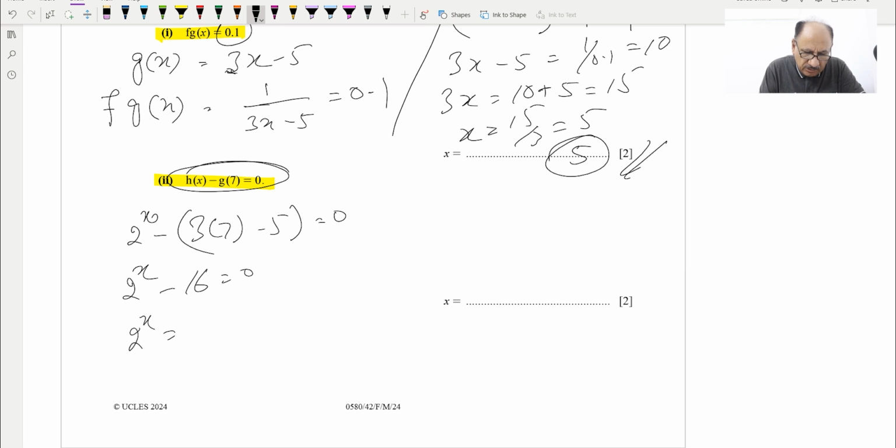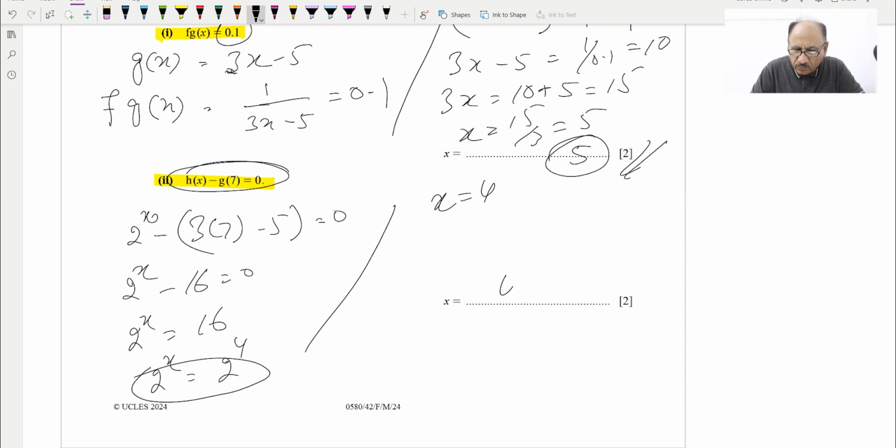2 raised to the power x is equal to 16. 2 raised to the power x is equal to 2 raised to the power 4. Bases are the same, so we can leave the bases. So we can write x is equal to 4. So x is equal to 4 will be the final answer for 2 marks.